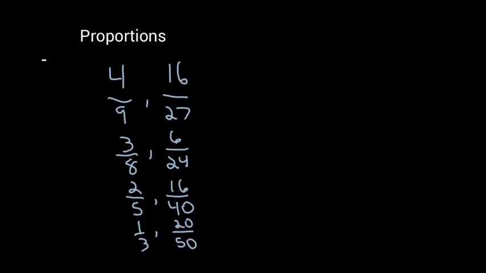Alright, today we're going to talk about proportions. A proportion is two equivalent ratios. In order to test whether or not ratios are equivalent, all you have to do is cross multiply.